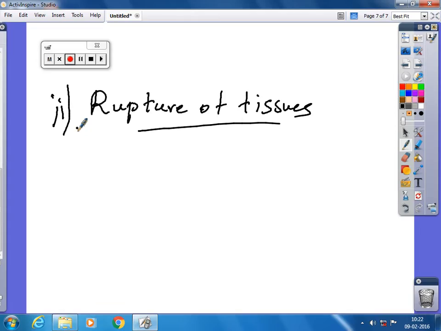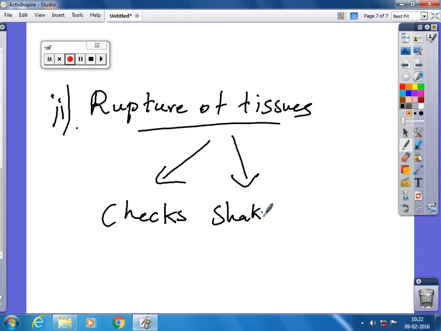There are three things in that: checks, shakes and splits. I'll explain that also. Distortion is what? Warping. The same thing. Rupture of tissues is also due to permanent distortion.